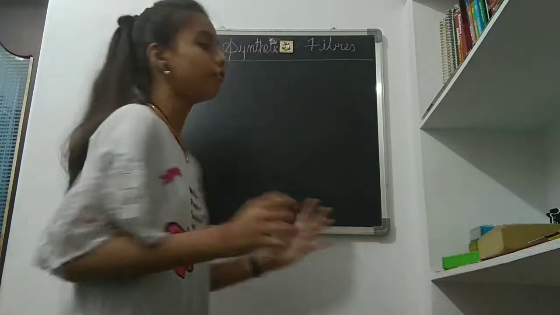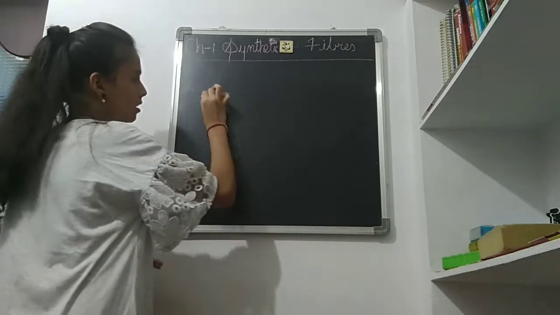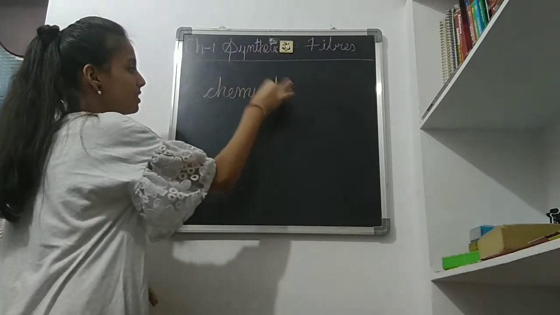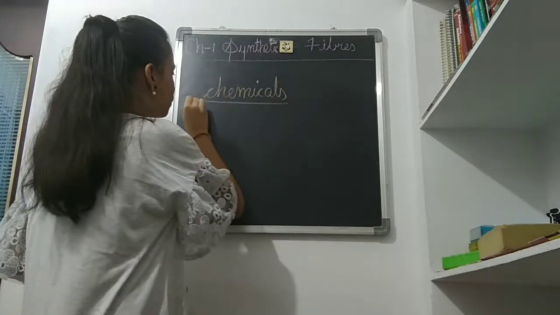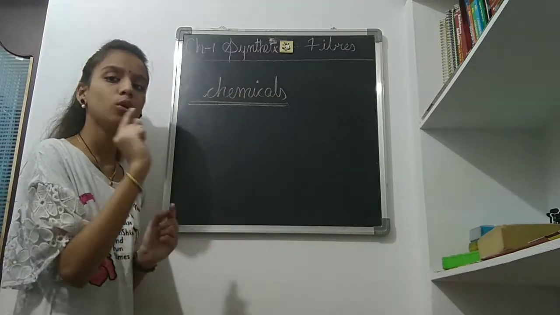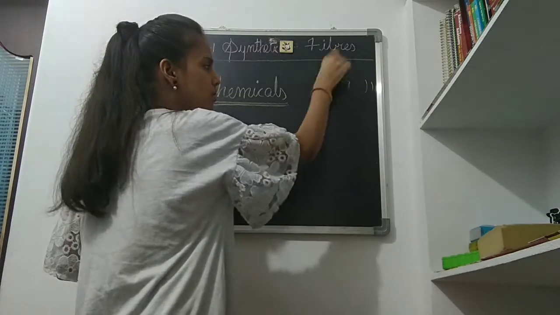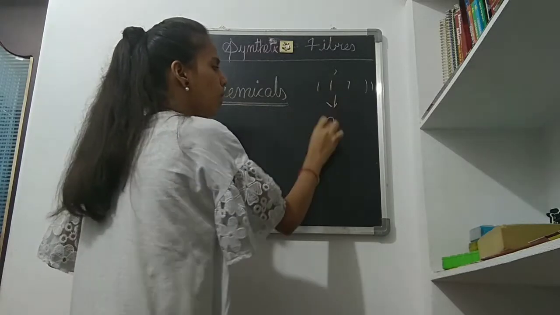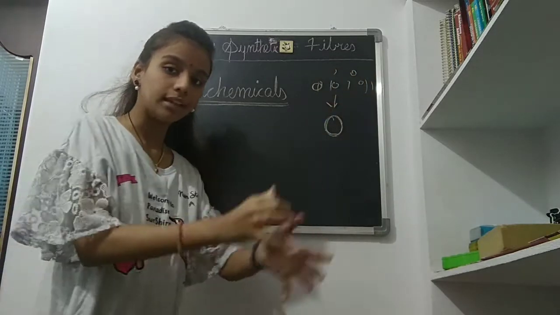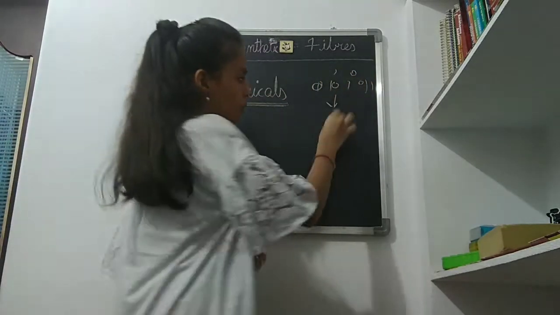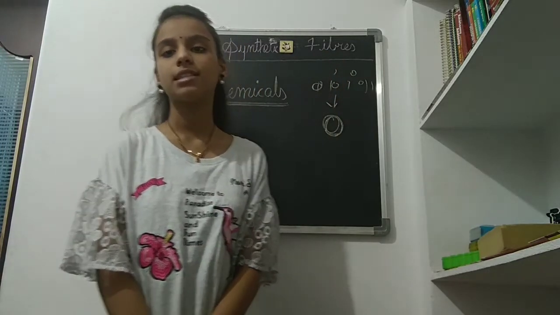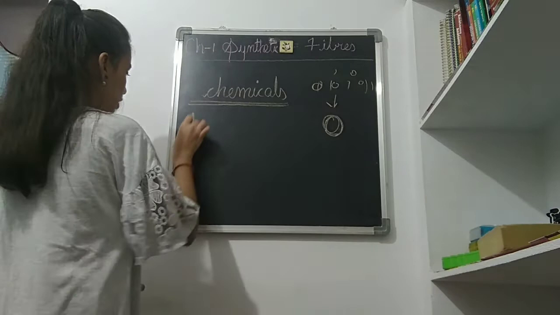It consists of multiple chemicals. It is made up of many chemicals. We cannot see where the multiple chemicals are, because they form a single unit. These all different units come together and form one unit. What is this one unit called? Polymer.